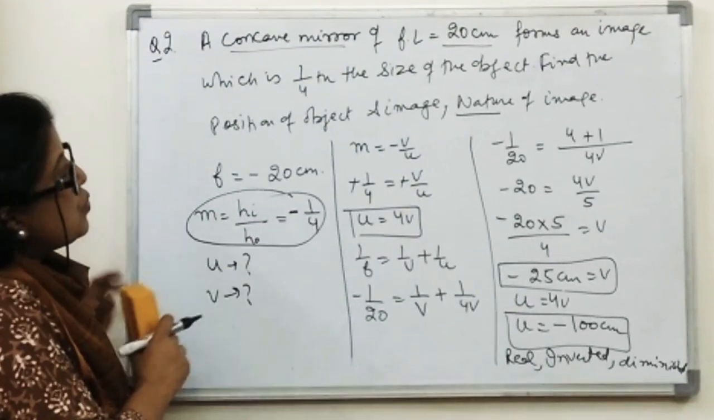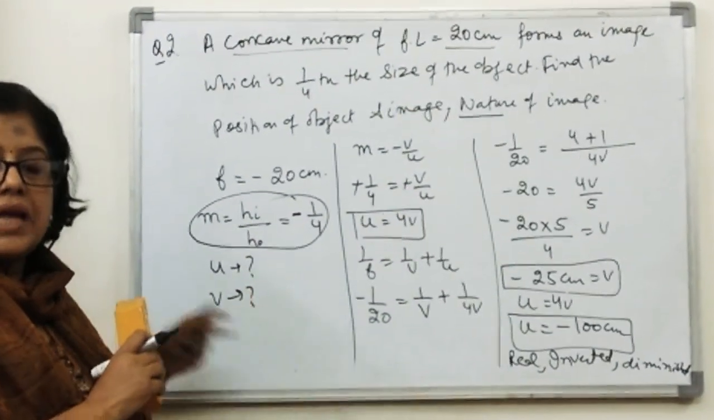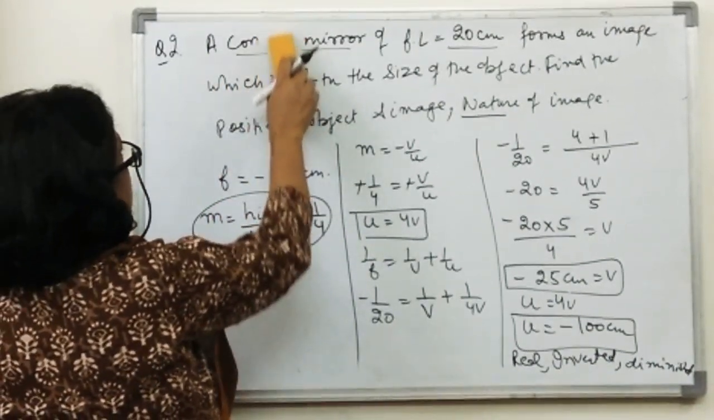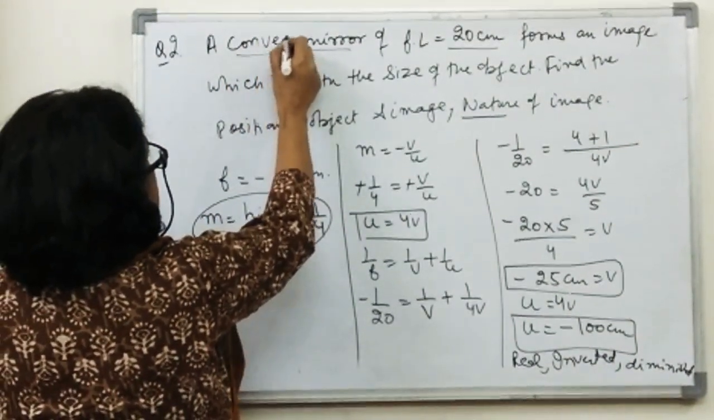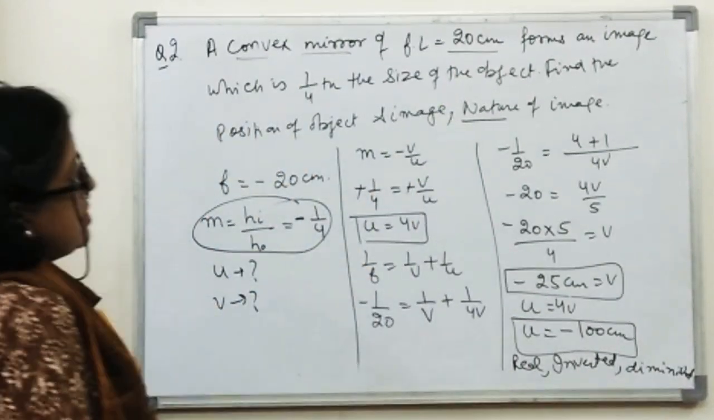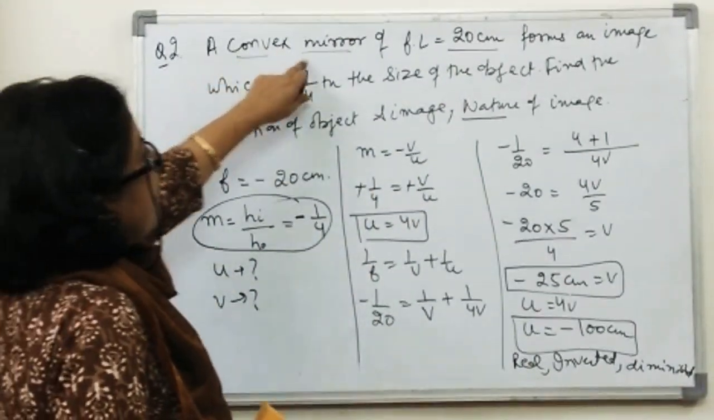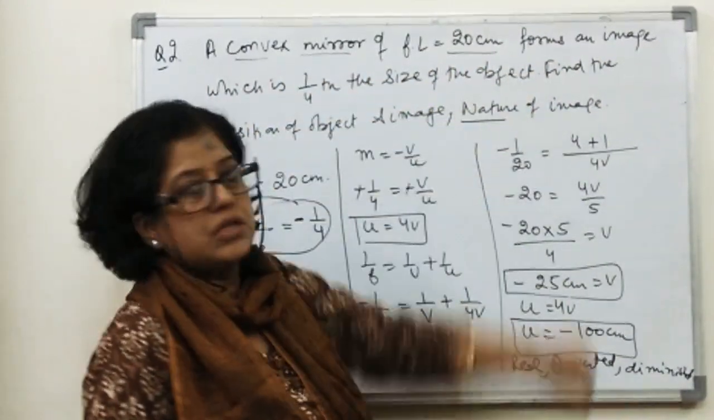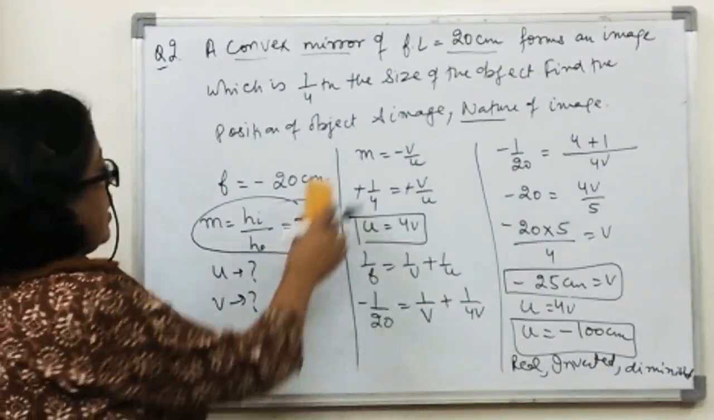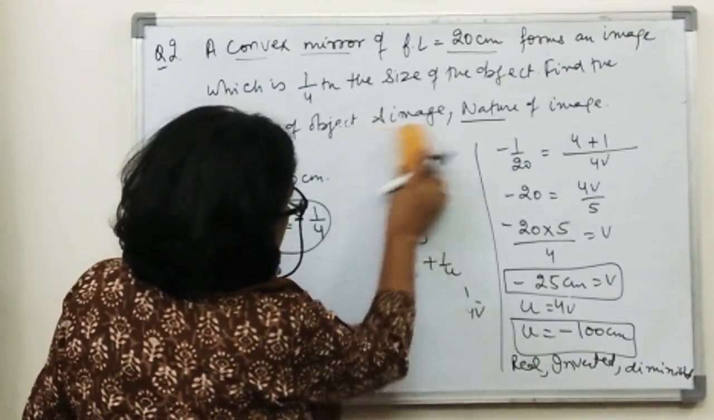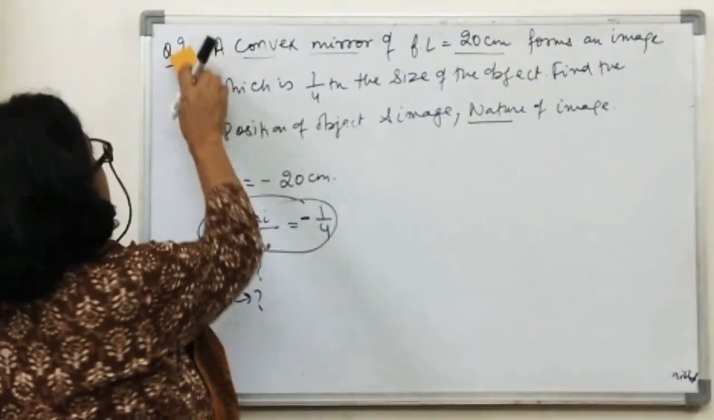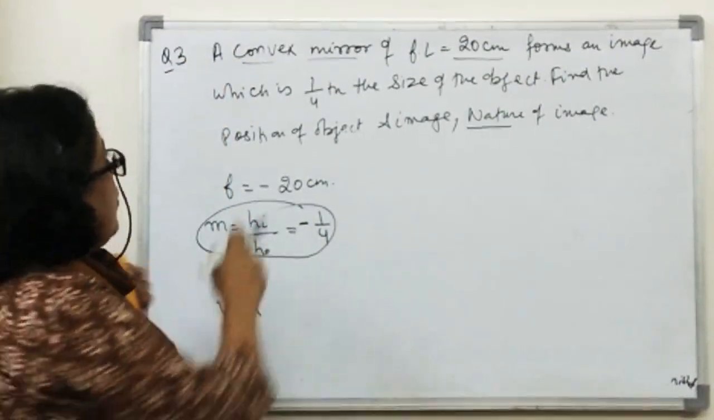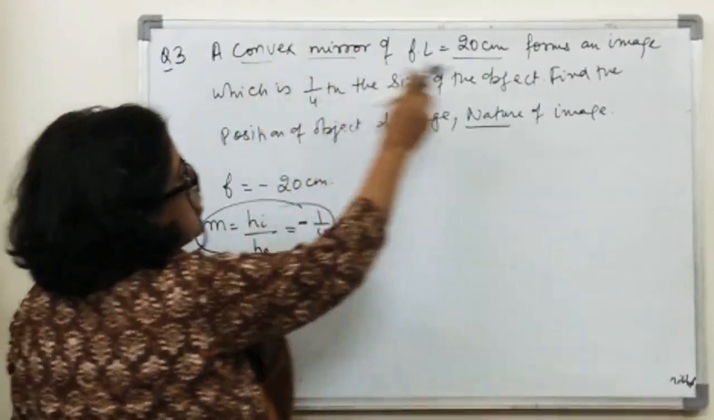Fine. Now I'm just modifying the question a little bit and seeing what changes will happen. Now if I make this, instead of concave, a convex mirror, and the question remains the same as it is: we have a convex mirror of focal length 20 centimeter, forming an image which is 1/4 the size of the object. Now how will the values which are given to us change? So this is the 3rd question that we are taking. Fine. Now we have changed the question to a convex mirror only.